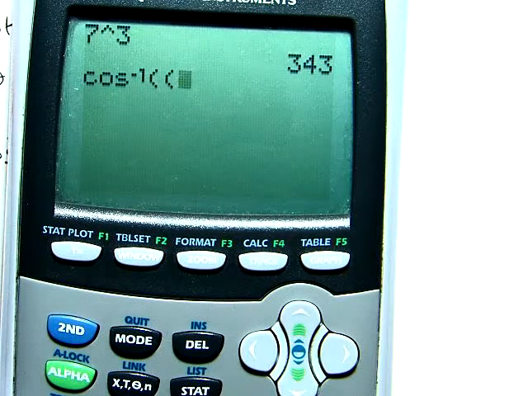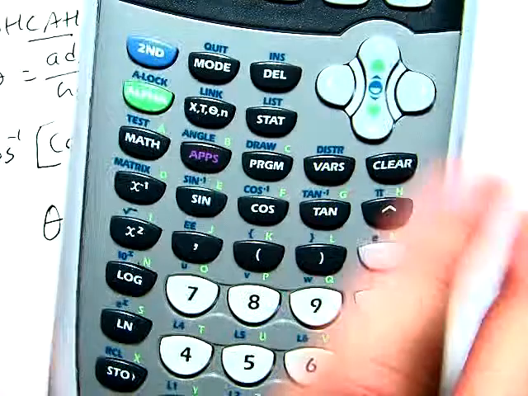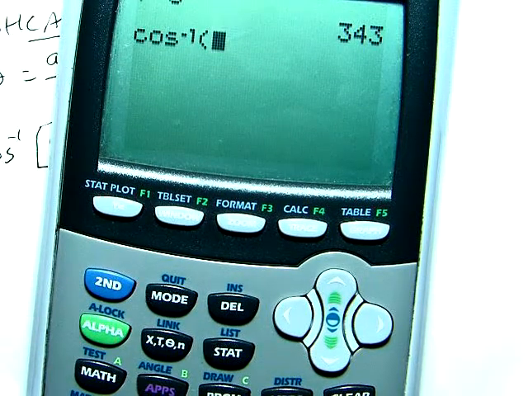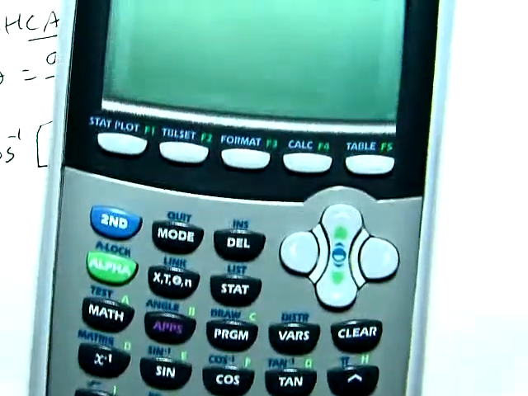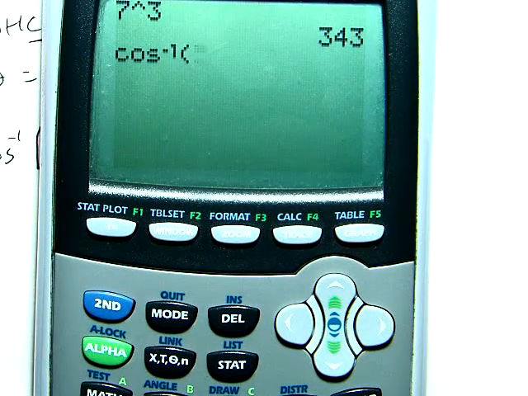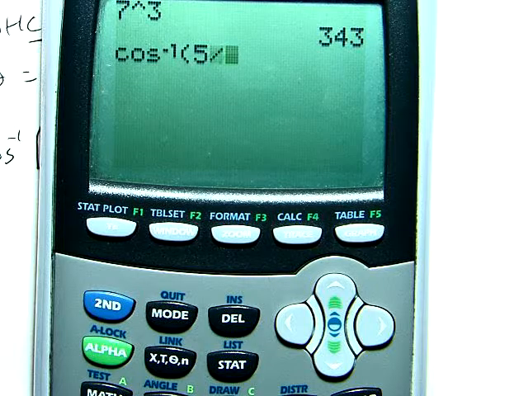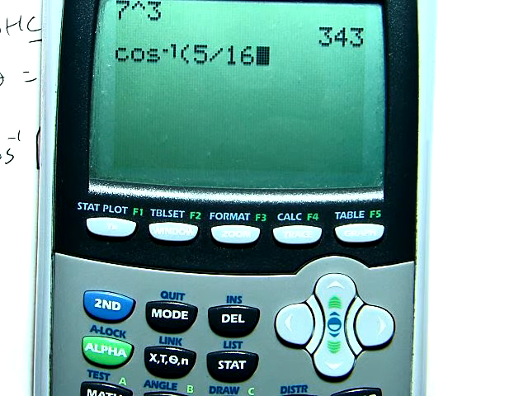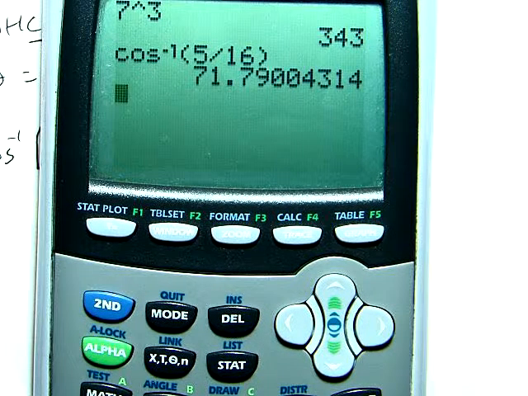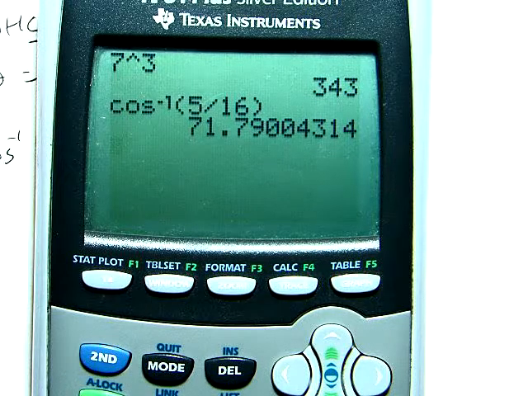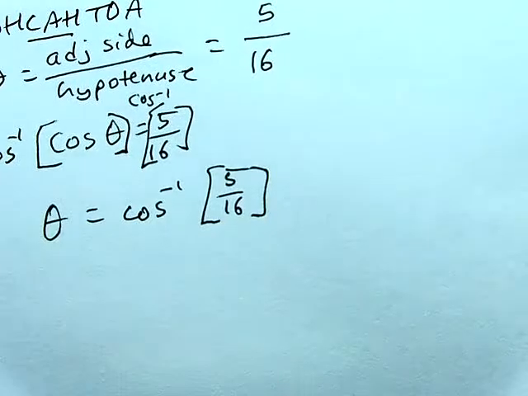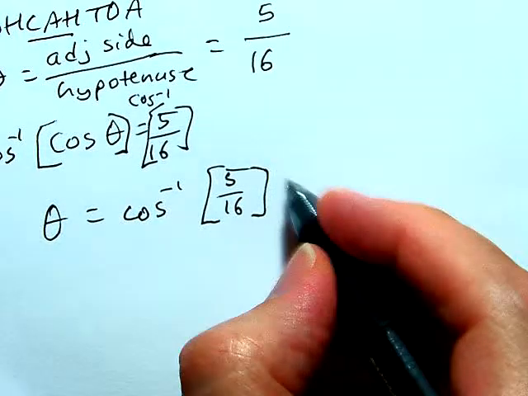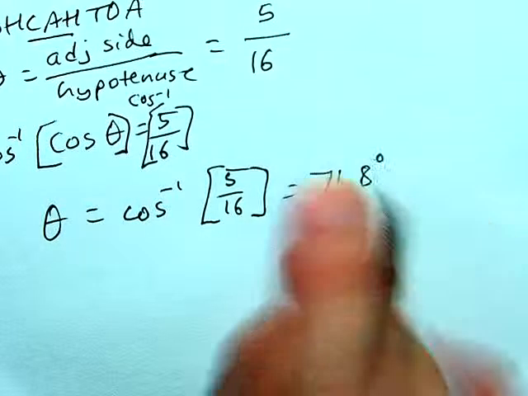Oops, I did something wrong then. Let me clear that off. Let me do second cosine, inverse cosine. Okay, I guess I don't really need an extra set of parentheses. 5 divided by 16. I don't think you need me to show you the keyboard for that. And let's see what we get. 71.79. To the nearest tenth, that would be 71.8, which is the correct answer to the problem. The answer is, therefore, 71.8 degrees.